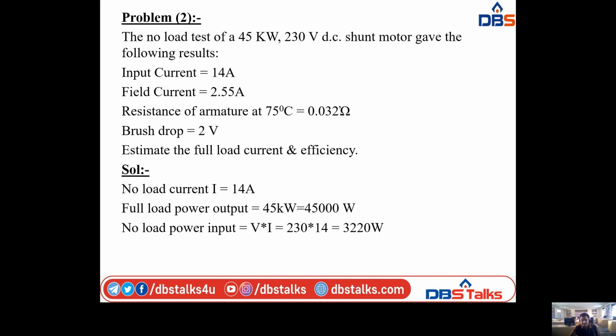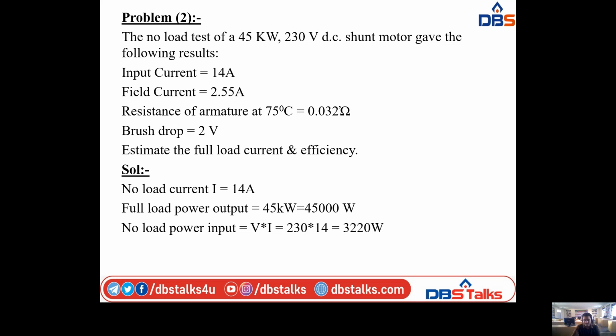Okay, so by using this data we have to estimate the full load current and efficiency of the DC shunt motor. They given that DC shunt motor. So from the problem they given the data, that is supply voltage, that is 230 volts, and the power, that is 45 kilowatts. And next we have to take the input current, that is 14 amperes, that is for no load. Okay, and next field current they given, that is 2.55 amperes, and resistance of armature, that is 0.032 ohms, and brush drop they given, that is 2 volts. By using this data we have to calculate the full load current and efficiency.